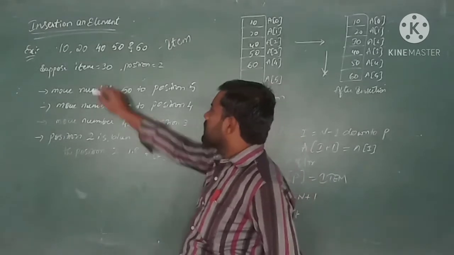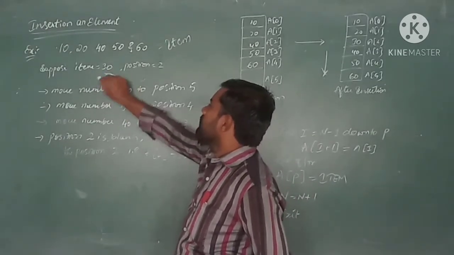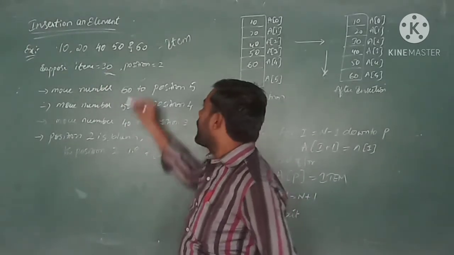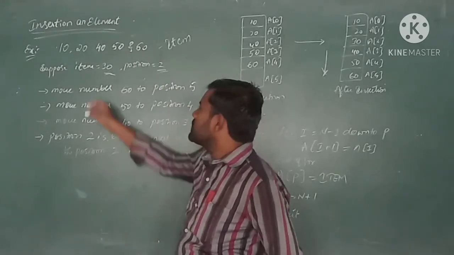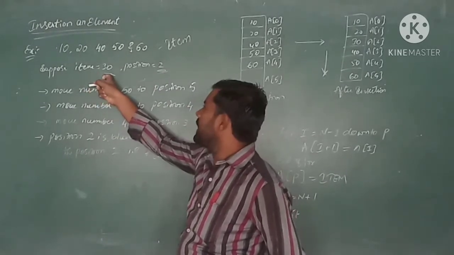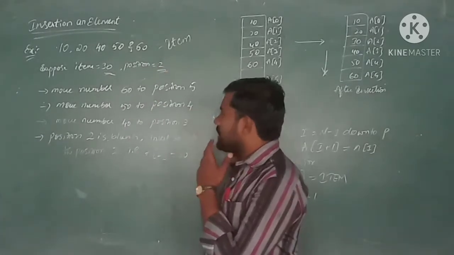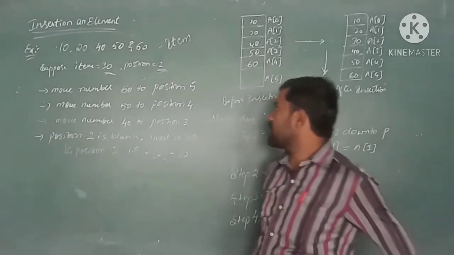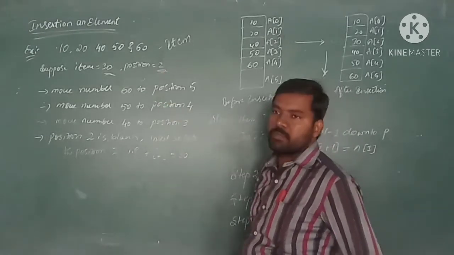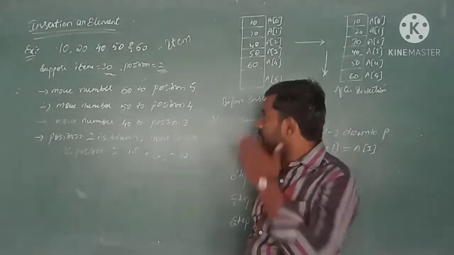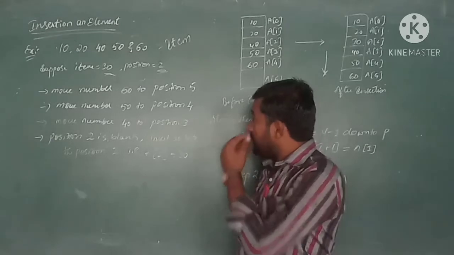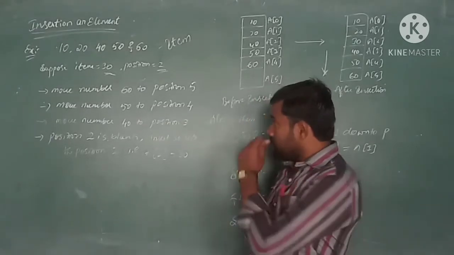Suppose the item is equal to 30 and position is equal to 2. So it means that I want to insert the 30 element in position 2. I want to insert 30 at position 2, that is what I have thought of, right? So suppose item is equal to 30, position is equal to 2.